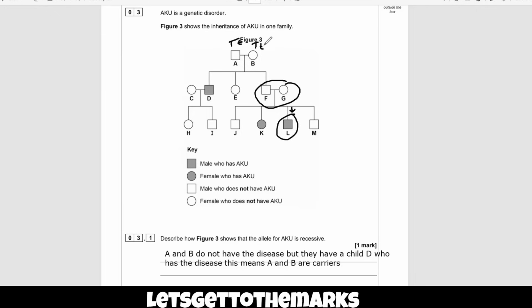if the little t carries the disease allele, the recessive allele gives you AKU, then these two are totally fine because they have the big dominant normal allele. But it shows that they can have a child that has the disease, right? If it was dominant, then they would have the disease. You can't have a dominant disease in which someone is carrying one of the alleles and doesn't have the disease. So A and B do not have the disease, but they have a child D who has the disease. This means A and B are carriers. Carriers are people who have the allele but not the disease, and that can only be with recessive conditions. Okay, let's move on.